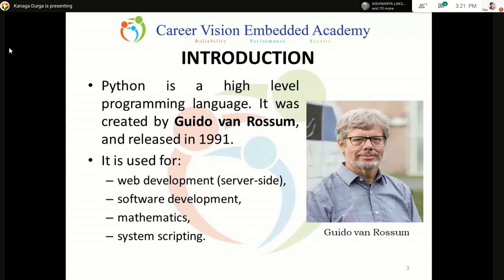Most commonly, Python is widely used for web development, software development, in places where mathematical algorithms need testing, running or development, and in system scripting.